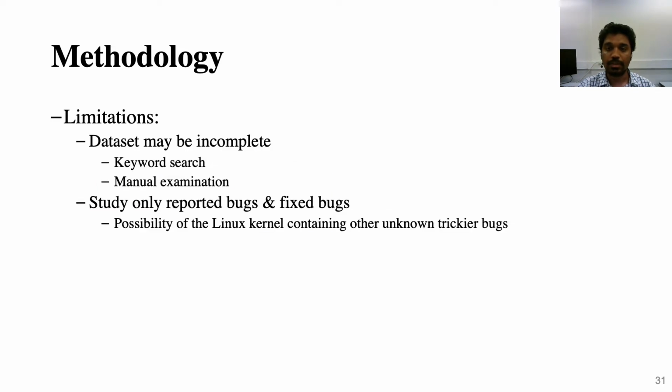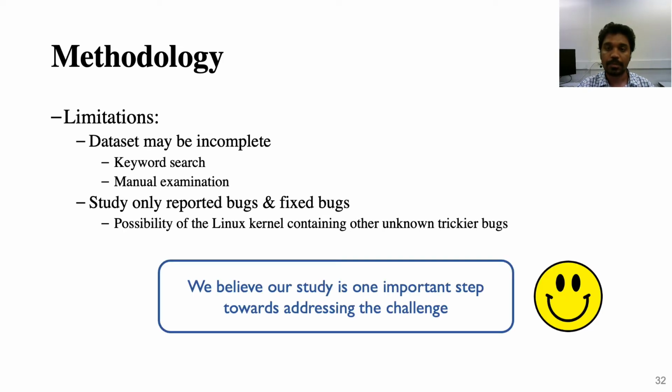Our study has a few limitations. First, our dataset was refined using keyword search and manual examination, which may be incomplete. Second, we only study the bugs that were reported and fixed in the mainline Linux kernel. There is a possibility that the kernel may contain other unknown trickier bugs. We believe that our study is one important step towards addressing the challenge.